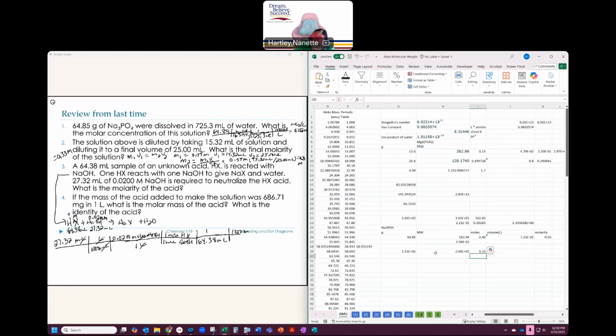1,000 milliliters for 1 liter. So that cancels the milliliters and will leave me in liters, and that'll give me moles per liter of that HX.